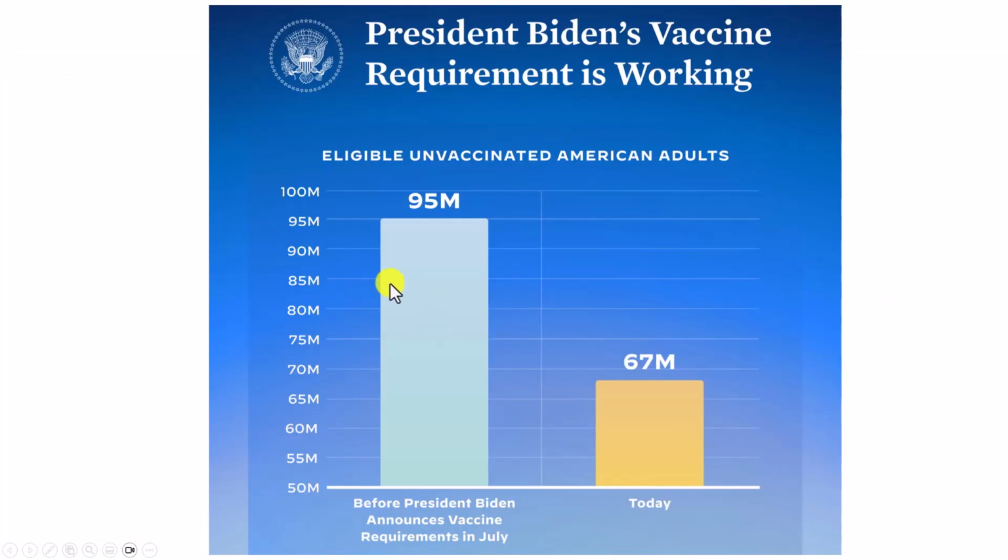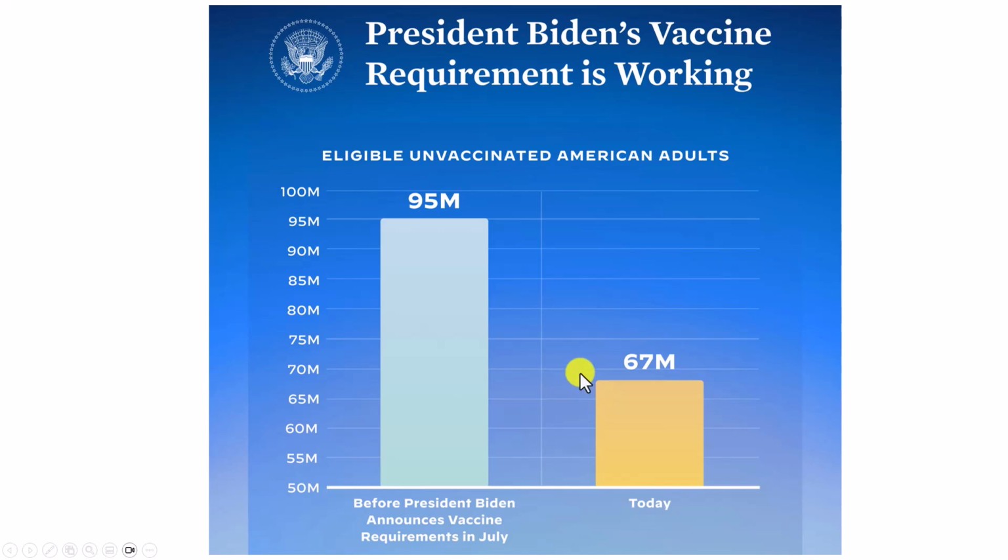Here's an example right after the COVID vaccines were going out, from, I think, Joe Biden's Facebook page. They put this out, and this was supposed to be representing the number of eligible unvaccinated American adults. Before there was some sort of vaccine requirement, I think for government employees, apparently there were 95 million individuals who were eligible for the vaccine. And then today, sometime later, it was only 67 million. So clearly the purpose of this graph was to show that the vaccine requirement is working and that a lot less people are eligible to be vaccinated now because more and more people are getting vaccinated for COVID-19.